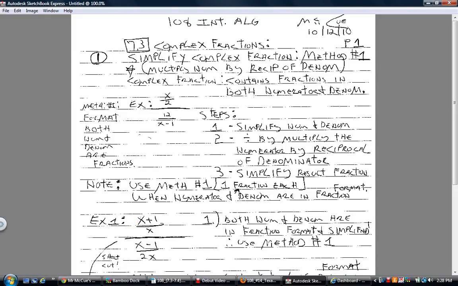Hello 108 students, welcome to section 7.3 here with you, Mr. McHugh, working on complex fractions. Going to tackle page 1 of our class notes, and we're going to work on simplifying complex fractions.